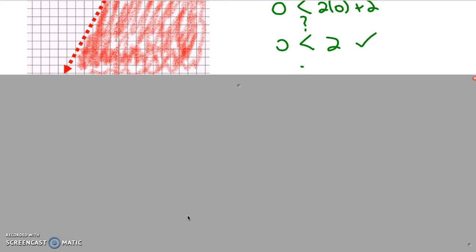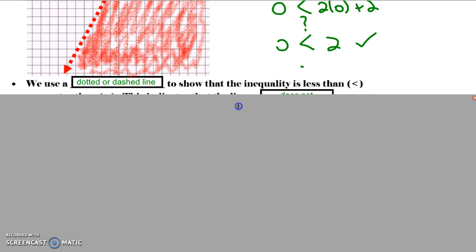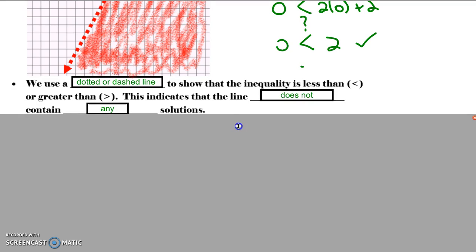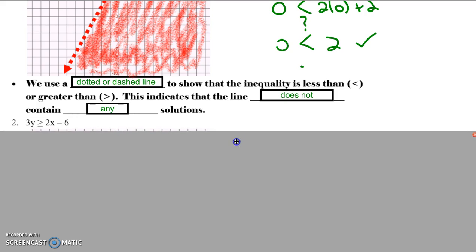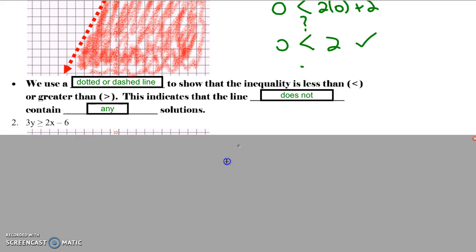Let's take a look and fill in some of the notes that are on this page. We used a dotted or dashed line to show that the inequality is less than or greater than. This indicates that the line does not contain any solutions. So points on this line will not work in the inequality. They are not solutions to that inequality.